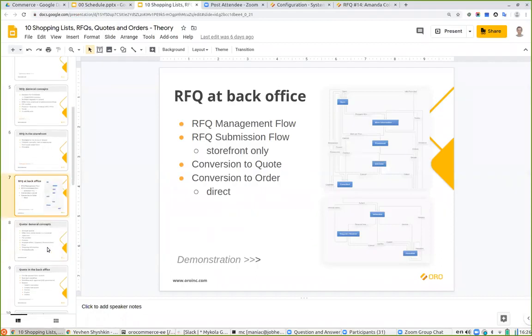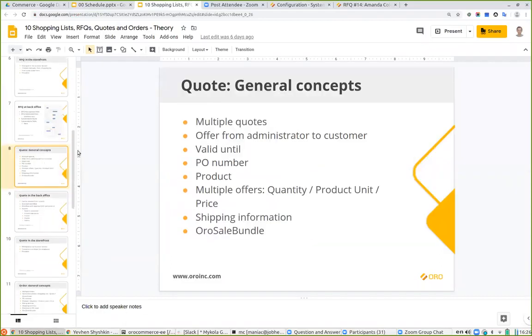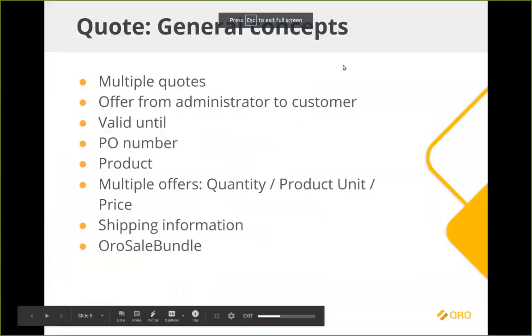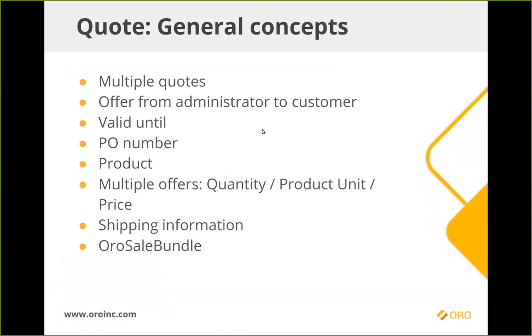Then we are going to talk about the quotes. A quote is the entity which is used to represent an offer from the administrator to the customer, or from the seller to the buyer. Again, like the RFQs and shopping lists, we may have multiple quotes submitted simultaneously. They have a validation date, a PO number, and a list of products, and you may have multiple offers per product, each with quantity, product unit, and price. So similar to the RFQ, we can do it here too. And here we may also have a custom price different from the standard price in the application.